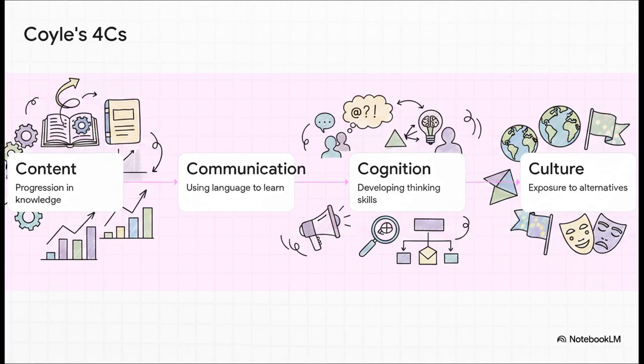Third is cognition. This is all about developing those critical thinking skills that link abstract concepts with concrete language. And finally, culture. This means exposing your students to alternative perspectives, which deepens their awareness of the world and of themselves. Keep these 4 Cs balanced, and I promise you, your CLIL class will absolutely thrive.